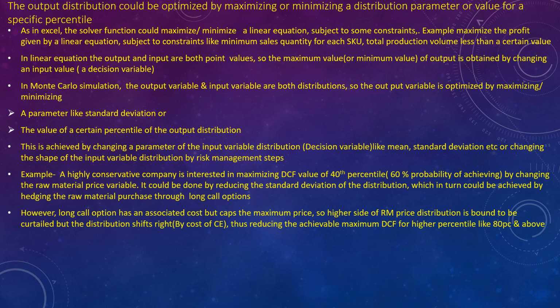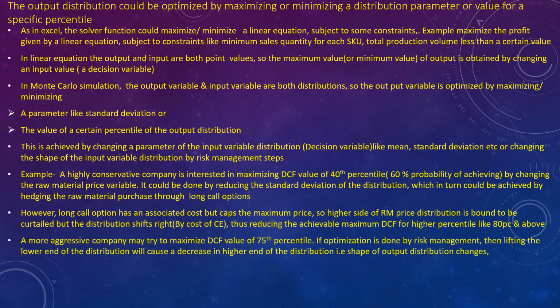However, a call option has an associated cost but caps the maximum price. So the higher side of the raw material price distribution is bound to be curtailed, but the distribution shifts right by the cost of the call option, thus reducing the achievable maximum DCF for higher percentiles like the 88th percentile and above.